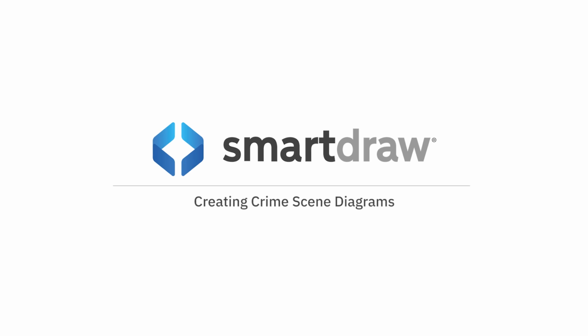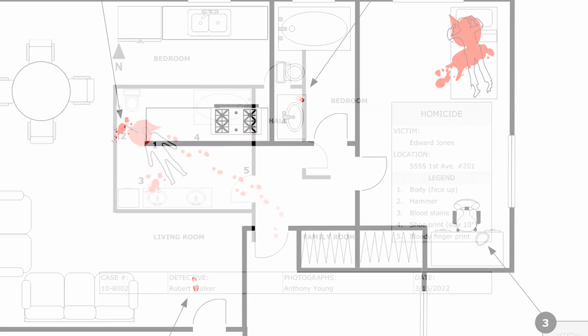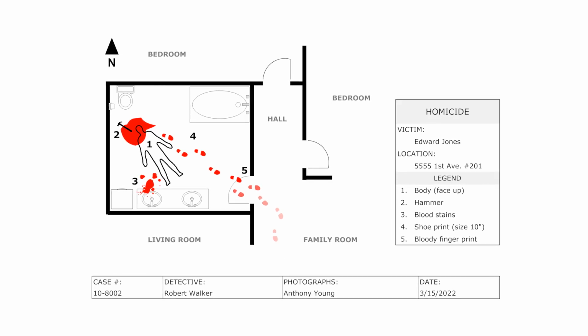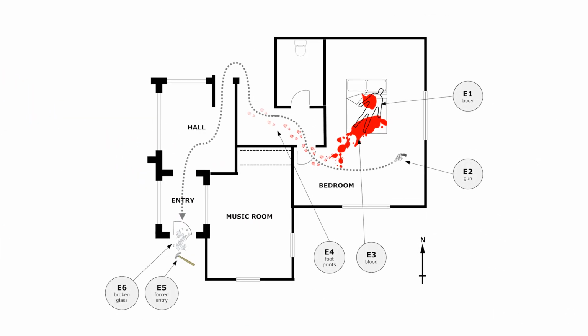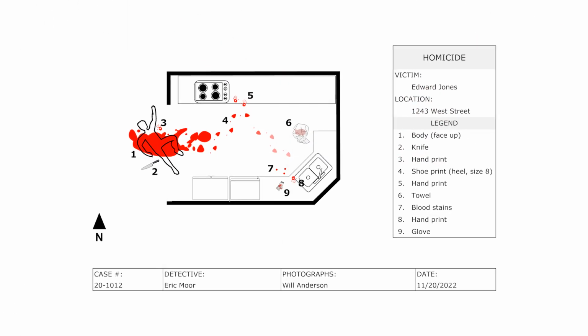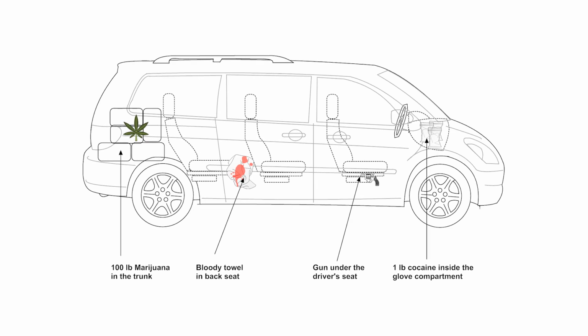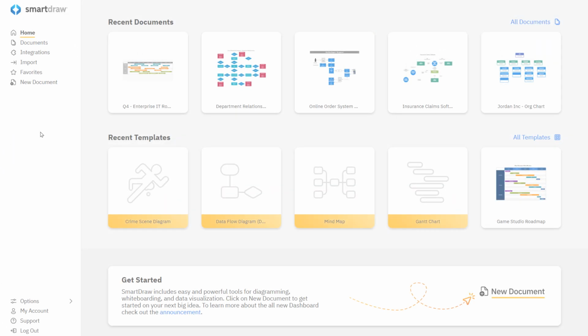A crime scene diagram visually documents the setting of a crime as it appeared when it was discovered. It typically includes a layout of the environment, location of the victim or victims, blood spatter, possible items of interest like weapons, footprints, and clothes, along with written details and pictorial evidence. And you can create one with ease using SmartDraw.